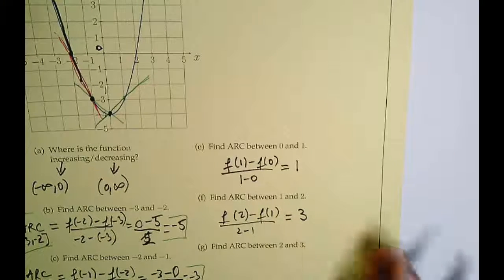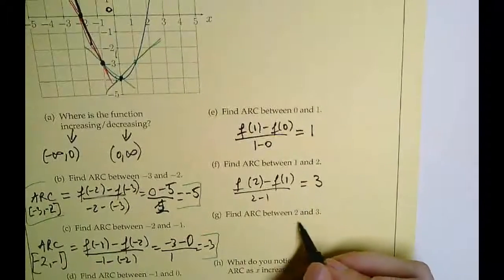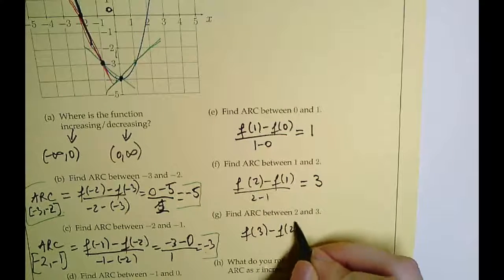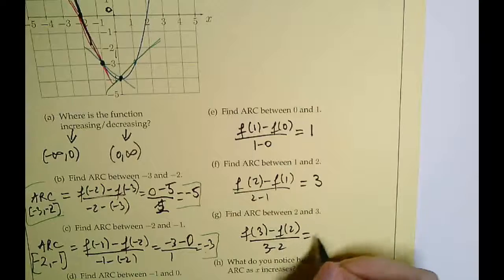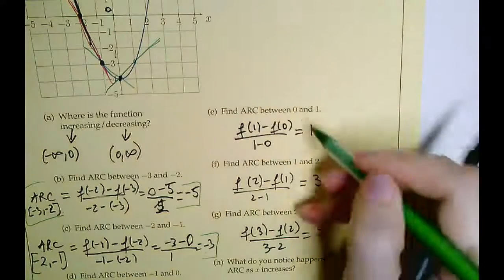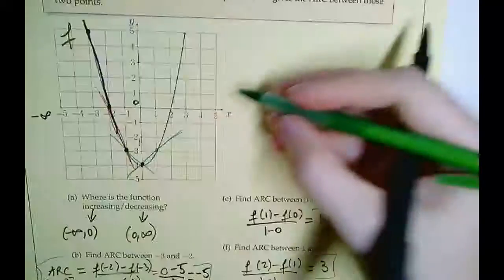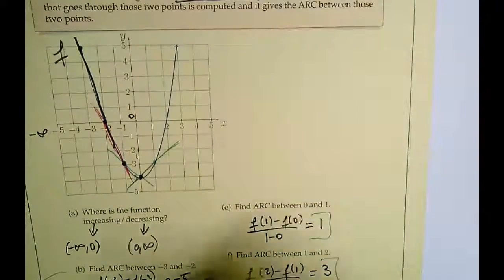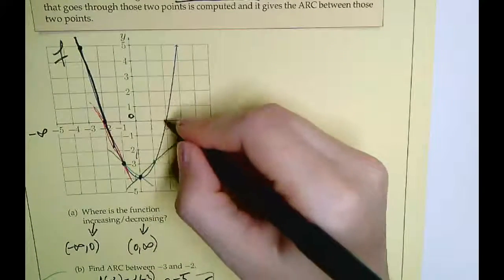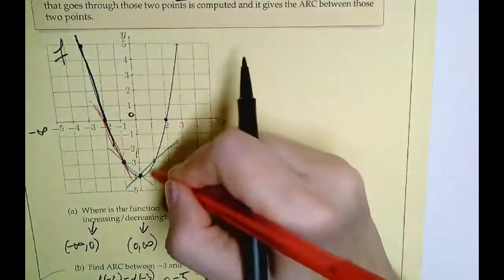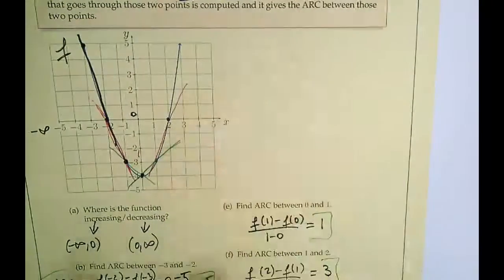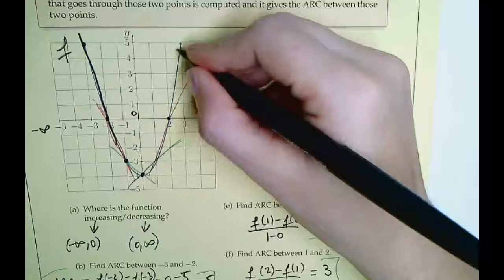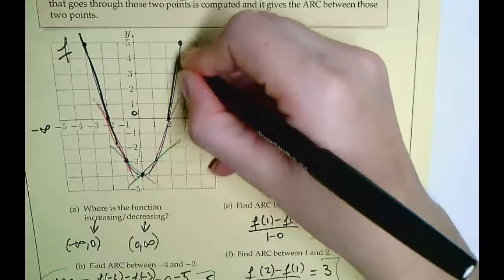You should stop and do these calculations if you don't believe me. And then between 2 and 3 is going to be f of 3 minus f of 2 over 3 minus 2, and this will give you 5. On this other side, the slope between 0 and 1 was the slope of this secant line. The slope between 1 and 2 is going to be the slope of this line, and then the slope between 2 and 3 is going to be the slope of this line.